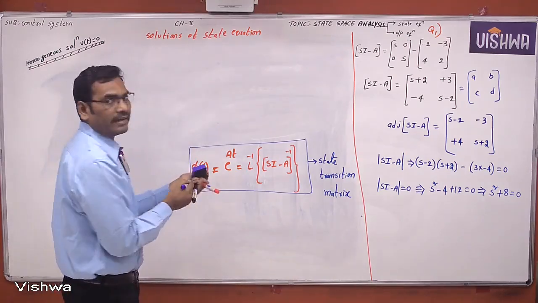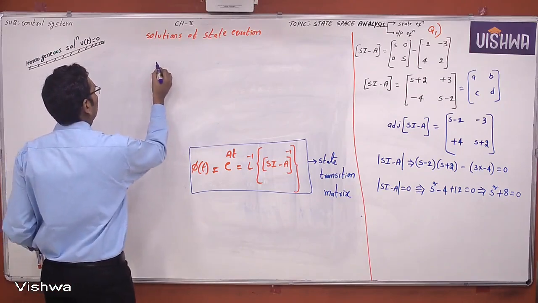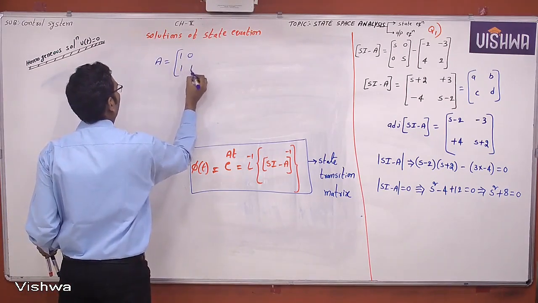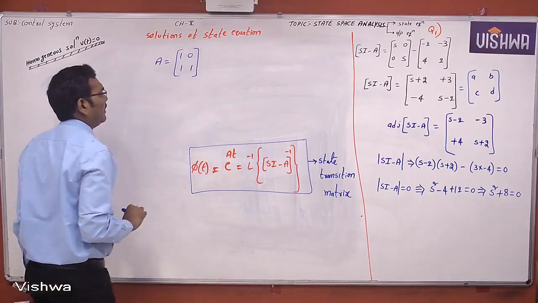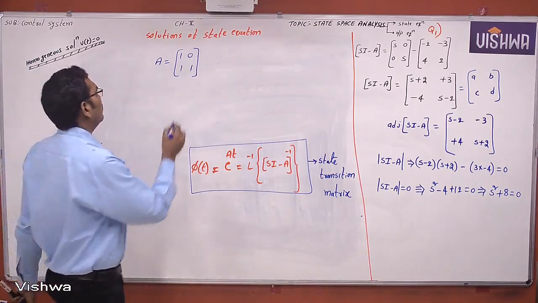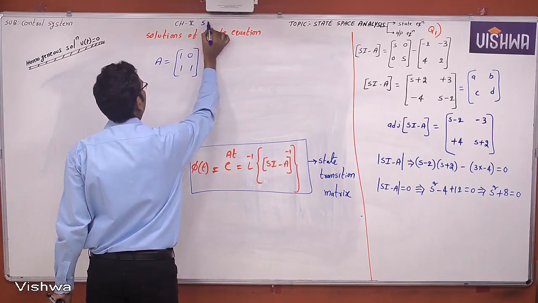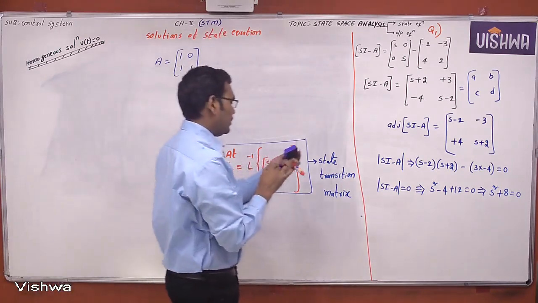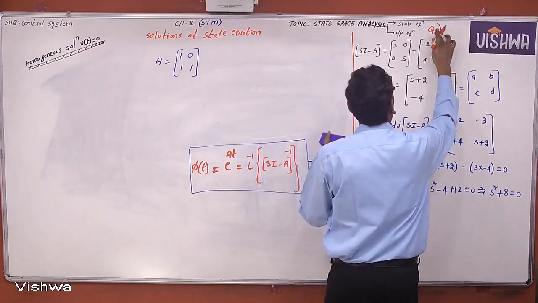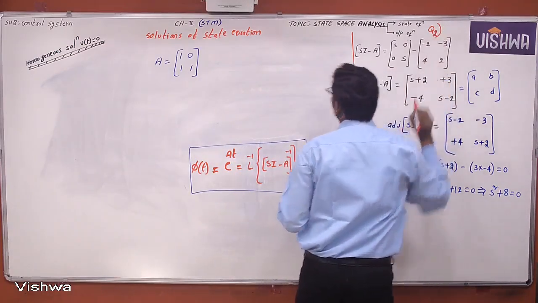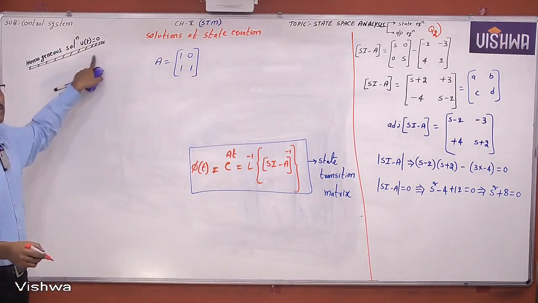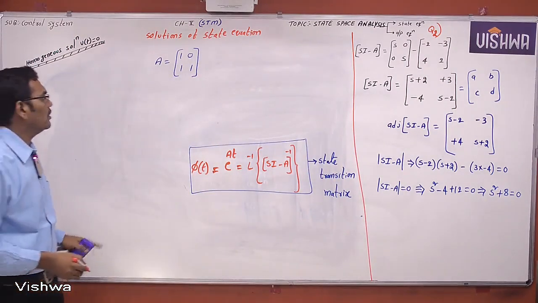Now let us take an example. If A equals 1, 0, 1, 1, this is the A matrix which is given, and he is asking to find the state transition matrix. Therefore this may be one question. Find the state transition matrix. Let us take this as question number 2. The state transition matrix is a solution of the state equation under homogeneous condition. So what should you do?